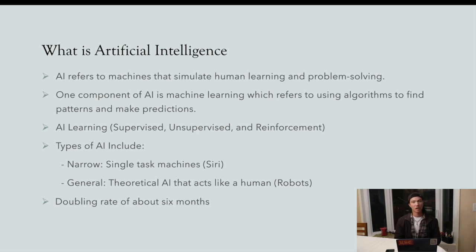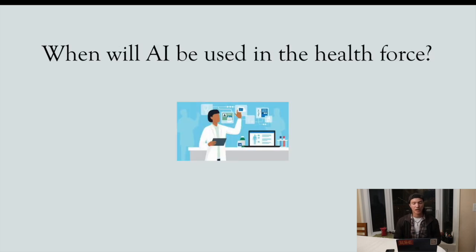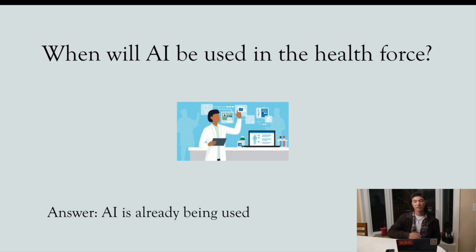Last thing you need to know about artificial intelligence before we move on is that it has a doubling rate of about 6 months. What that means is that 6 months from today, AI will be used twice as frequently, and it'll also be twice as proficient. And then 1 year from today, AI will be 4 times as proficient and 4 times as used. So that brings us to the question of, when will AI be used in the health force? And that's sort of a trick question, because the answer is AI is already being used today, and it has been being used for over 4 decades since AI was first invented.